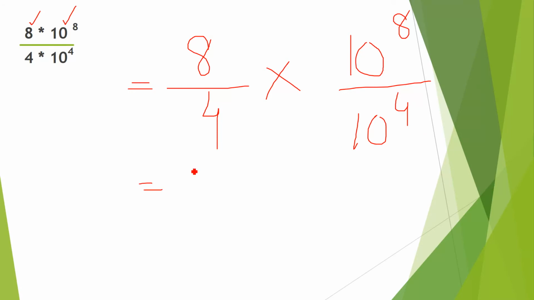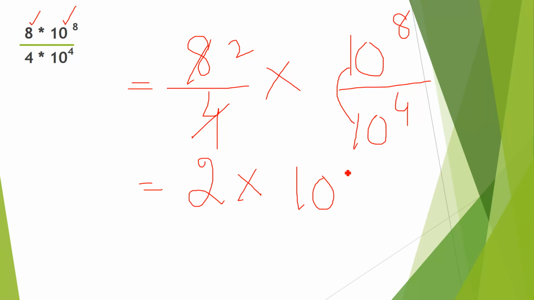So here we will simplify it. 4 1 times 4, 4 2 times 8, which is 2, multiplied by, again see, this sign represents division and both have the same base, 10 and 10. This is the condition. The base should be the same in order to add or subtract the power. So 8 minus 4. Why minus 4? Because this 4 is in the denominator. When we take this to the numerator, its sign will change. 8 minus 4, so it is equal to 2, 10 raised to power 4.